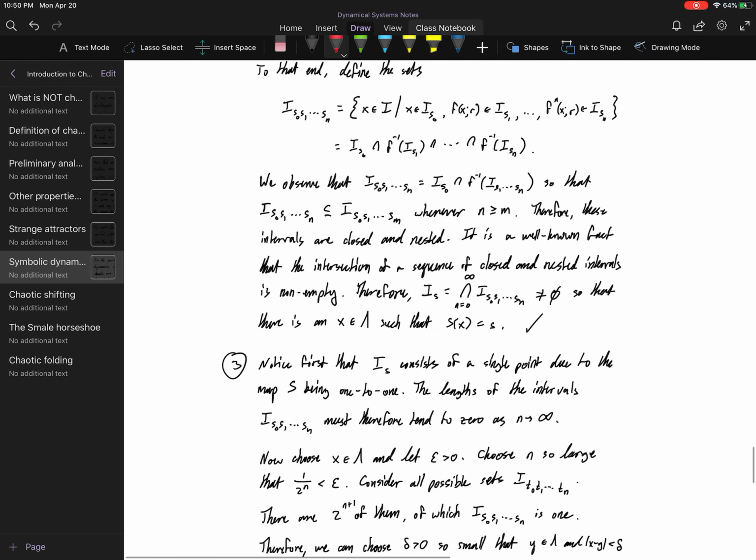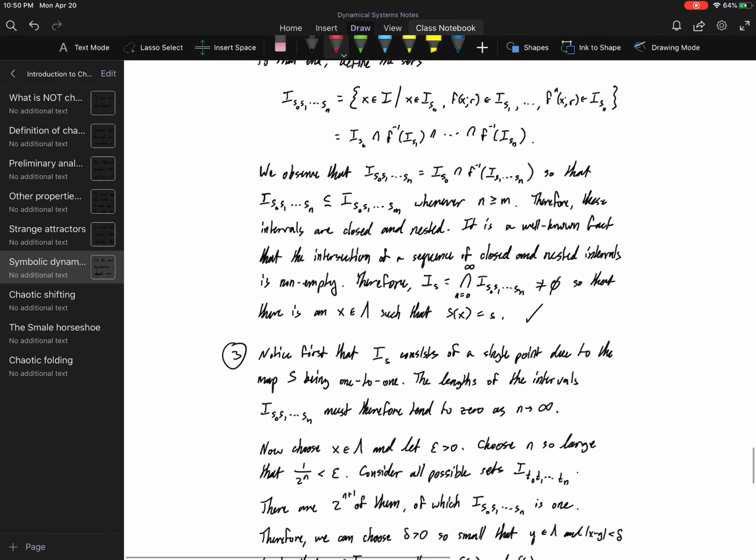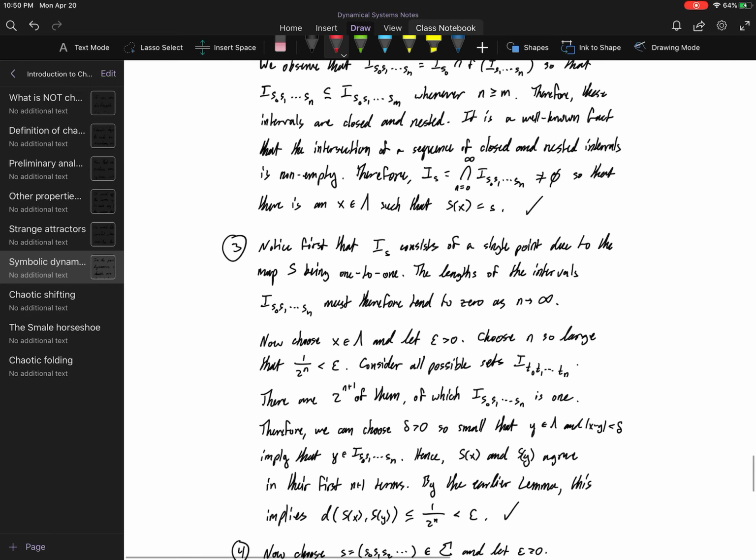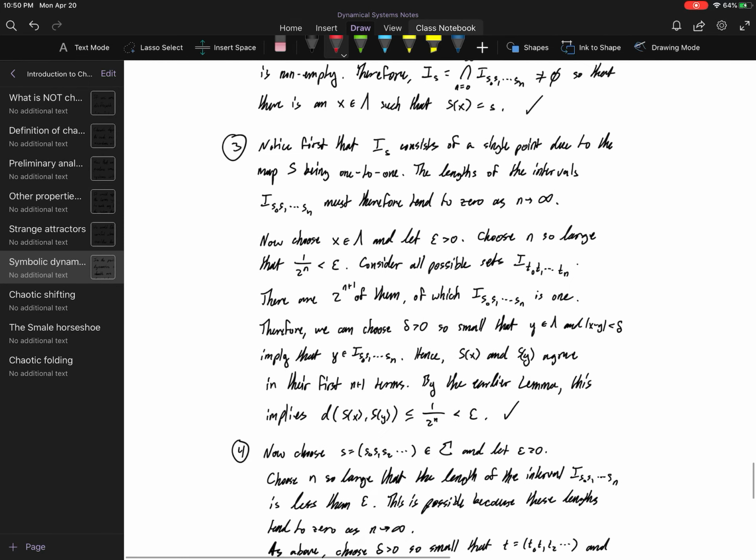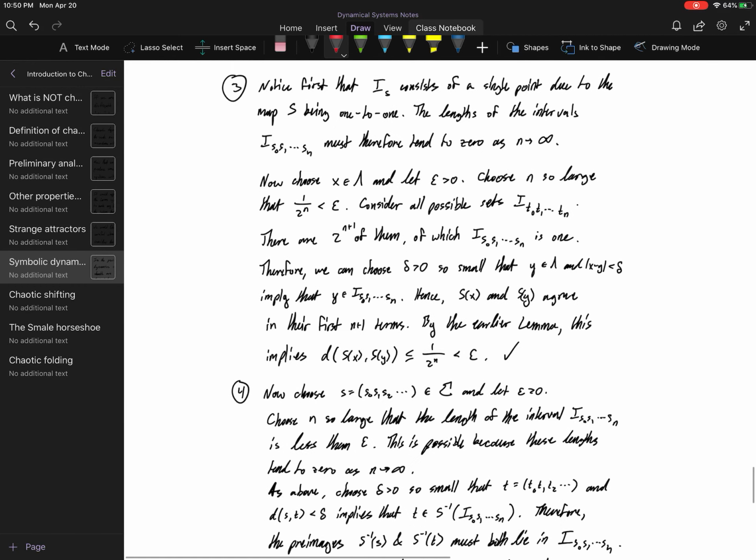sequences, binary sequences here. All those sets that we got from upstairs, all the pre-images. There are 2 to the n plus 1 of them, of which our particular truncation has to be one. So this I sub S0, S1 out to Sn has to get down to a particular size.